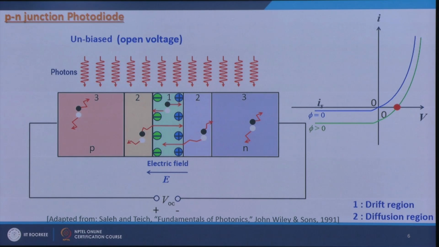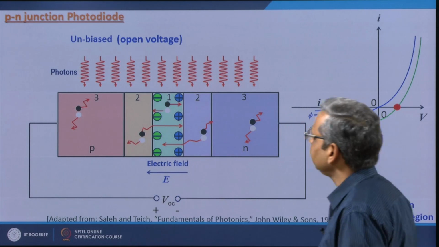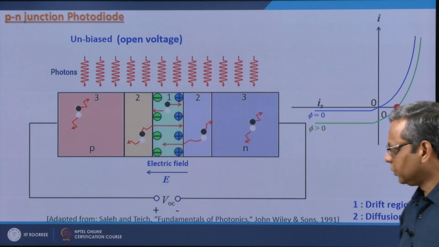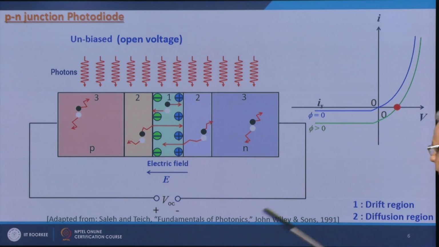Now, I have divided this into three regions, 1, 2 and 3 on either side, and see what happens. Still I have not applied any bias onto this. Please see, this plus minus do not indicate any bias. I will explain what it is.